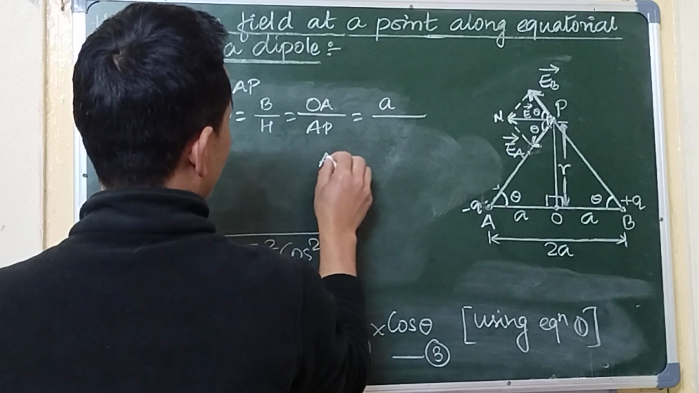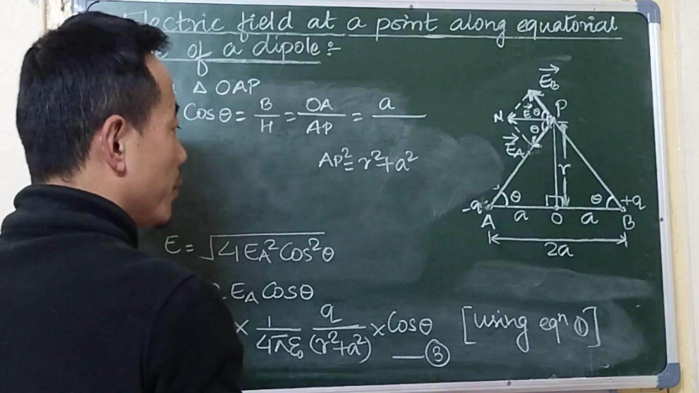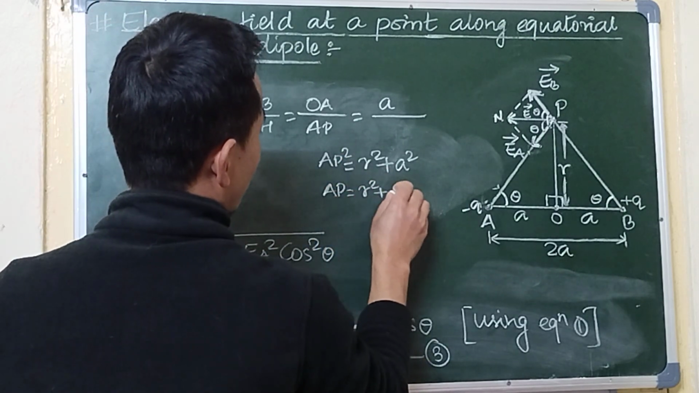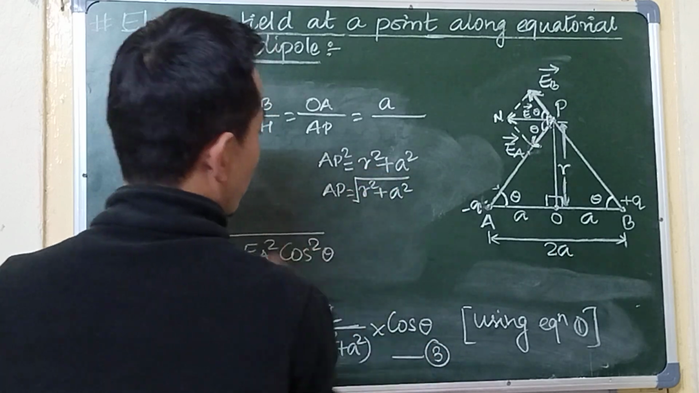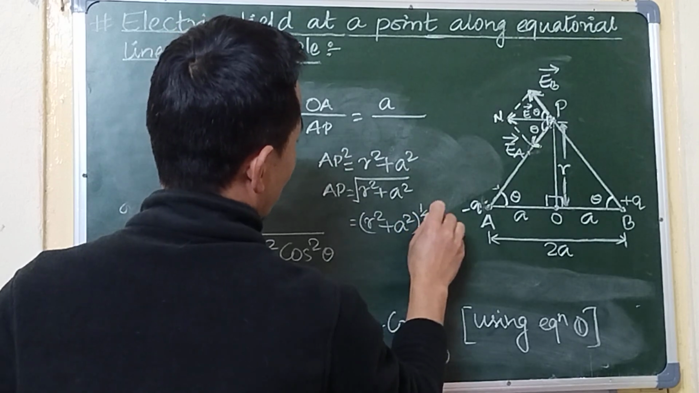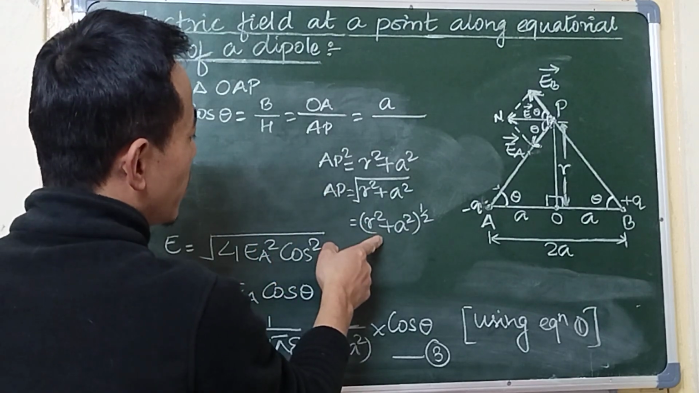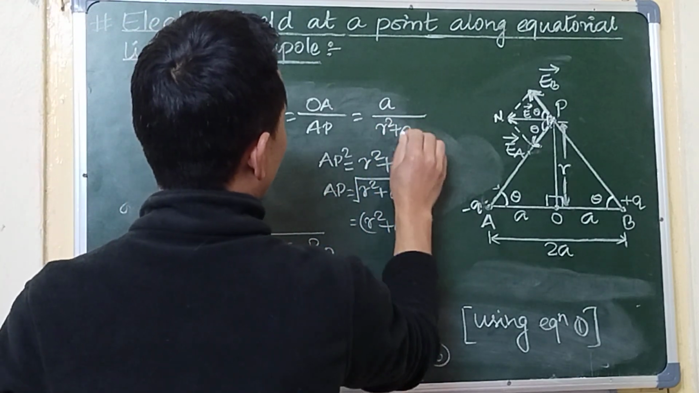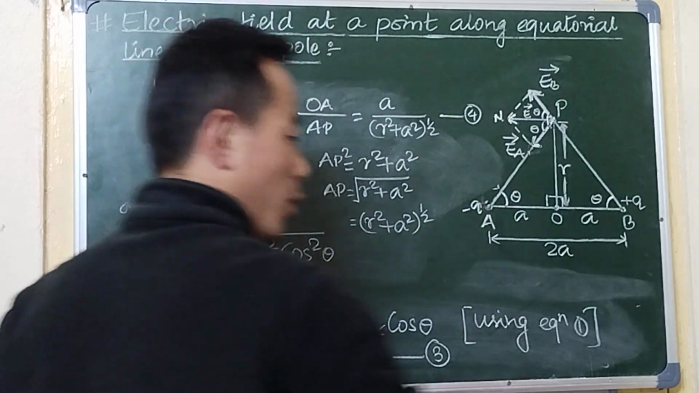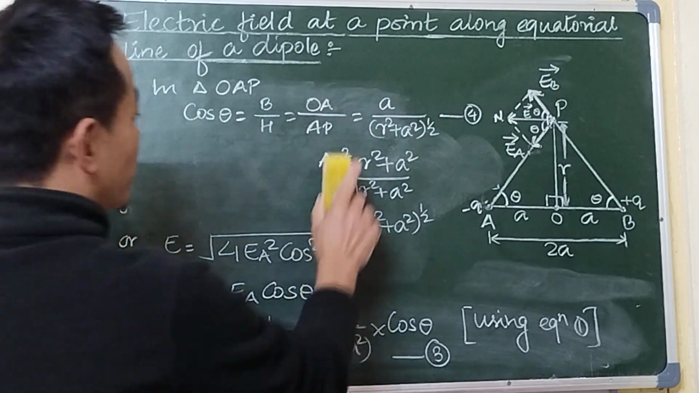from equation number 1, where we have written AP square is equal to R square plus A square. If you take the square to the other side, we get AP is equal to the square root of R square plus A square, which can also be written as R square plus A square to the power of half. Square root can be written as power half. So the value of AP, we will replace as R square plus A square to the power half. Let this be equation number 4. I hope you have understood why AP is R square plus A square to the power half.